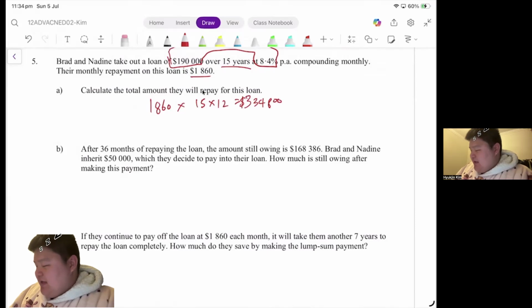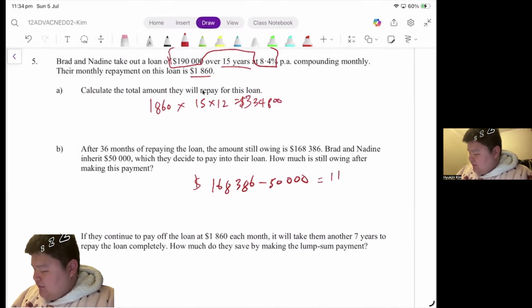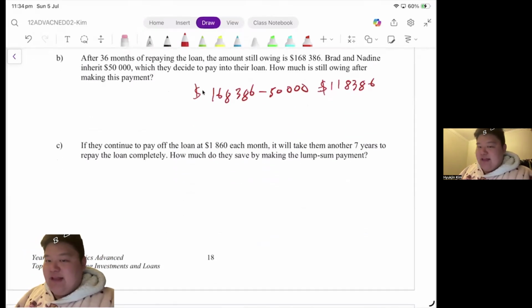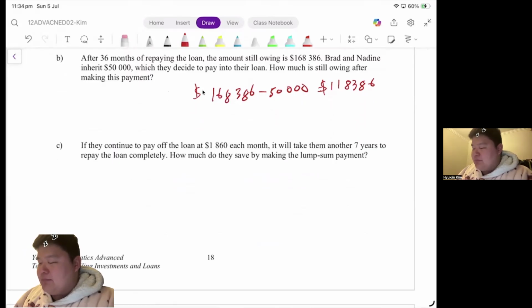This just means 168,386 minus 50,000. If you guys could inherit something, make use of that. It's a rough society nowadays, rough economy and everything. If they continue to pay off the loan at 1860 each month, it will take them another 7 years to repay the loan completely.